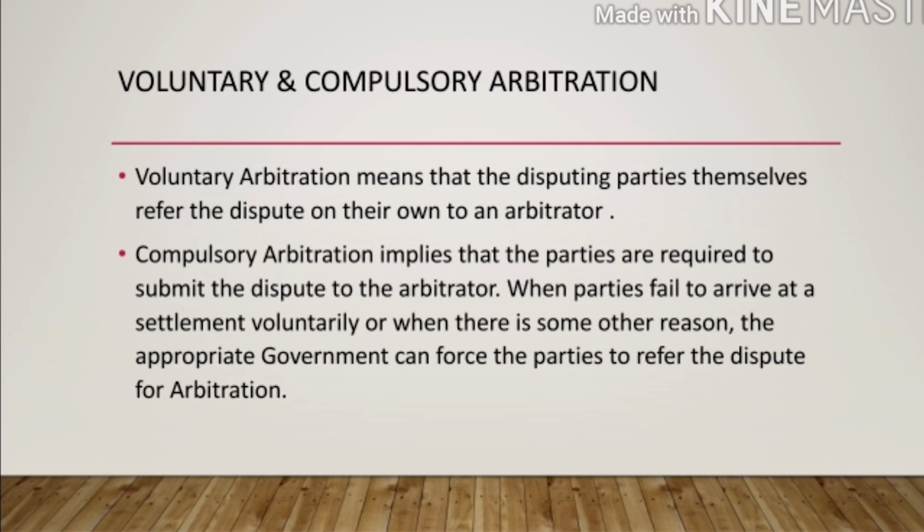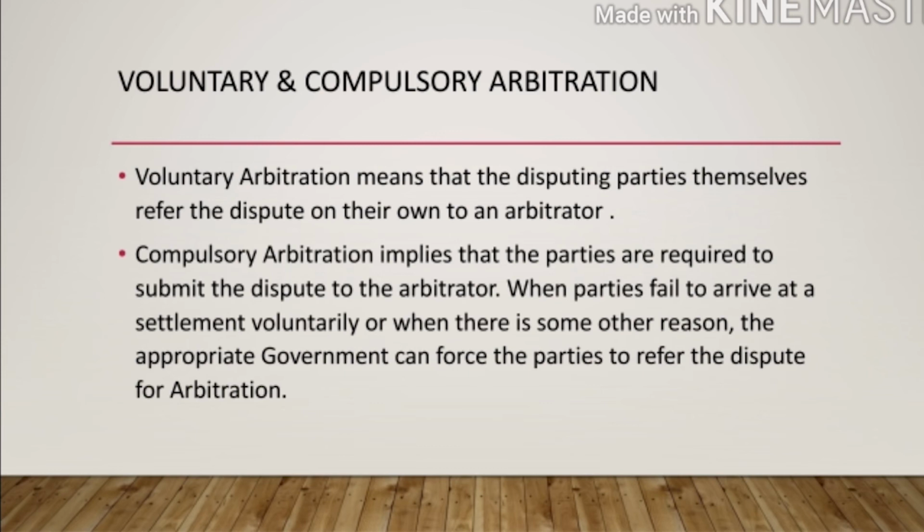So here compulsory arbitration means that when the parties fail to arrive at a settlement voluntarily, as mentioned earlier, or when there is some other reason, so for some reason it could not be settled, the government forcefully approaches the parties and they refer the dispute to the arbitrator. So in such a case the award is binding on the parties to the dispute.